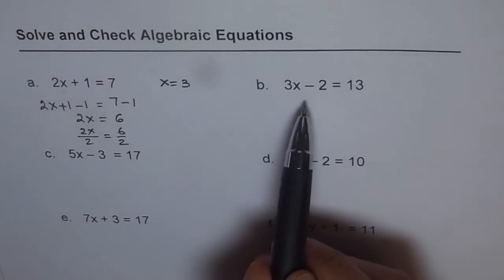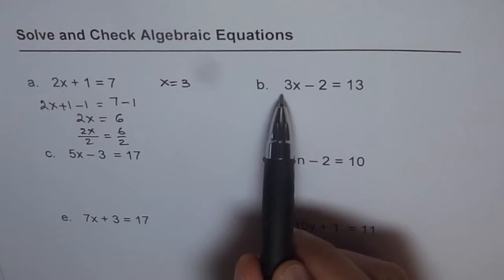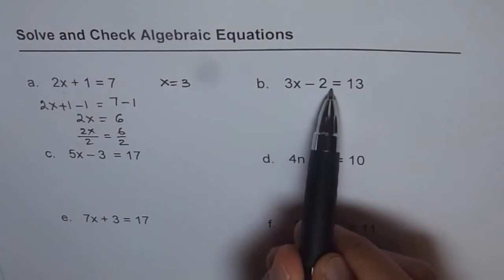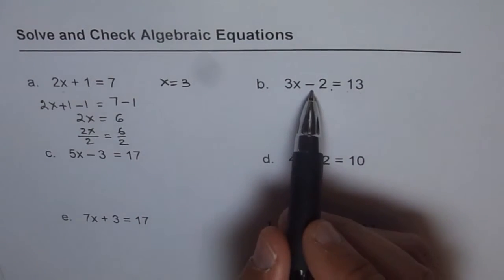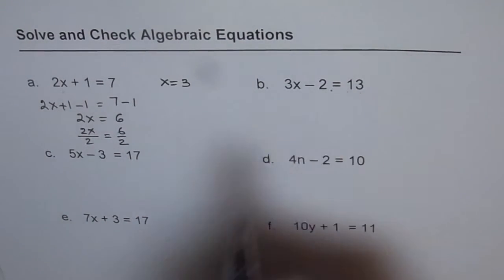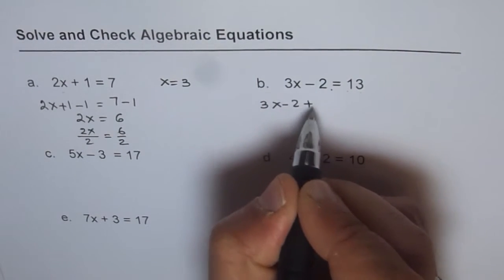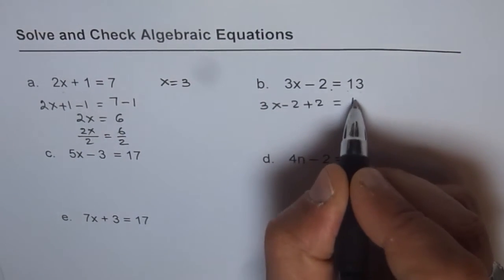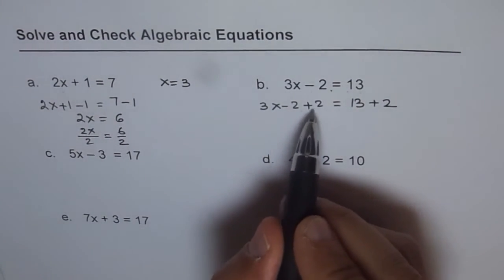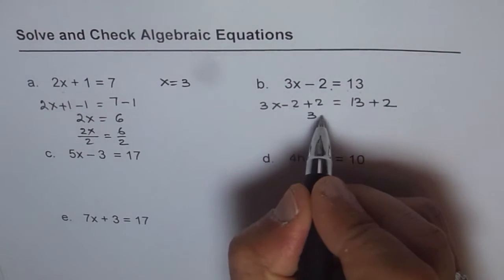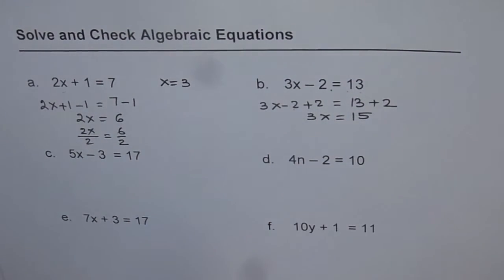So first step, as you saw, we have to get rid of the number. Now question part B is 3x minus 2 equals 13. So what should I do here? I should add 2 to both sides, correct? Adding 2 to both sides means writing it like this. 3x minus 2 plus 2 equals 13 plus 2, right? Now minus 2 plus 2 is 0, so you get 3x equals 13 plus 2 as 15.